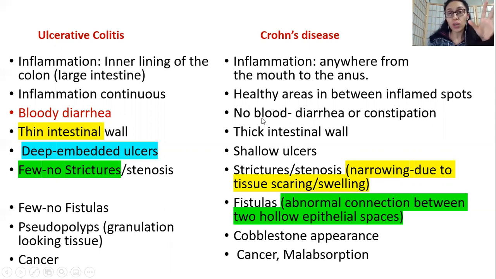Malabsorption, generally what I have seen in clinical cases, is there in either case. So malabsorption is in either case. Cancer is more likely with ulcerative colitis, but you can't disregard Crohn's disease and cancer. There are still places where you may see that. The appearance of Crohn's disease, the inner intestinal wall, is like a cobblestone appearance. And now I'll show you medical images for the same.